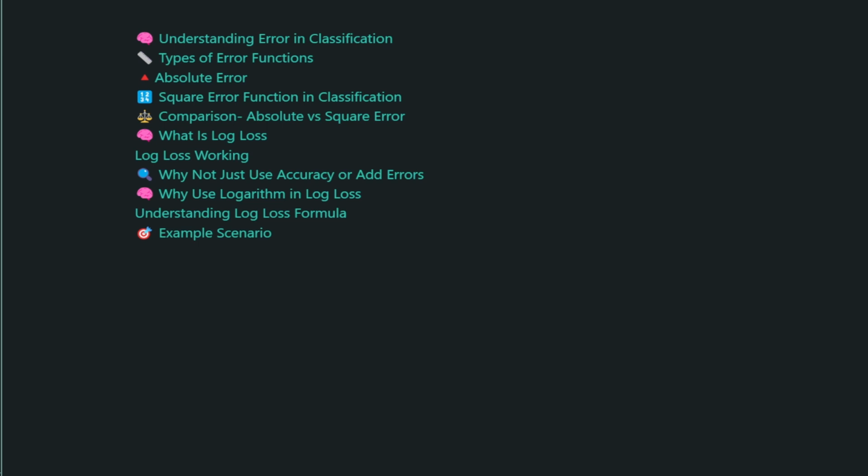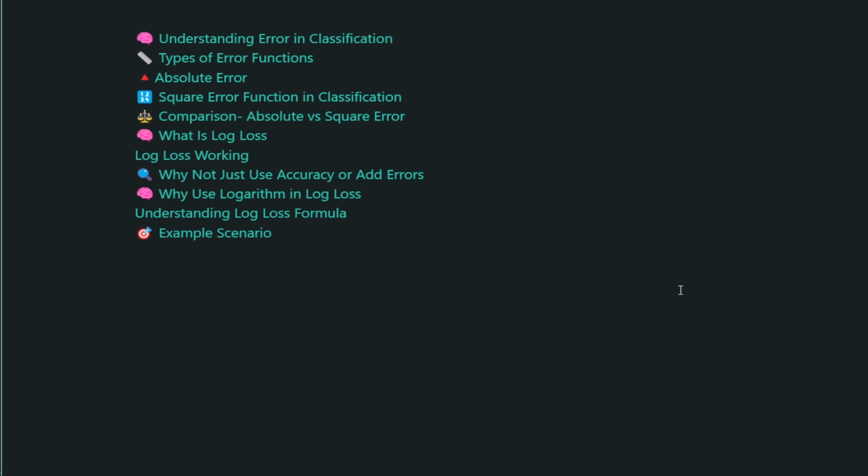In today's video, we are going to clear one of the most important concepts in machine learning, errors in classification. We will start by understanding what errors actually mean in classification, then explore different error functions like absolute error and square error. After that, we will compare them to see their pros and cons. But that's not all. We will also dive deep into log loss, what it is, how it works, and why we don't just rely on accuracy or adding errors. I will explain why logarithms are used in log loss, break down the formula step by step, and finally walk you through an example scenario to make everything super clear.